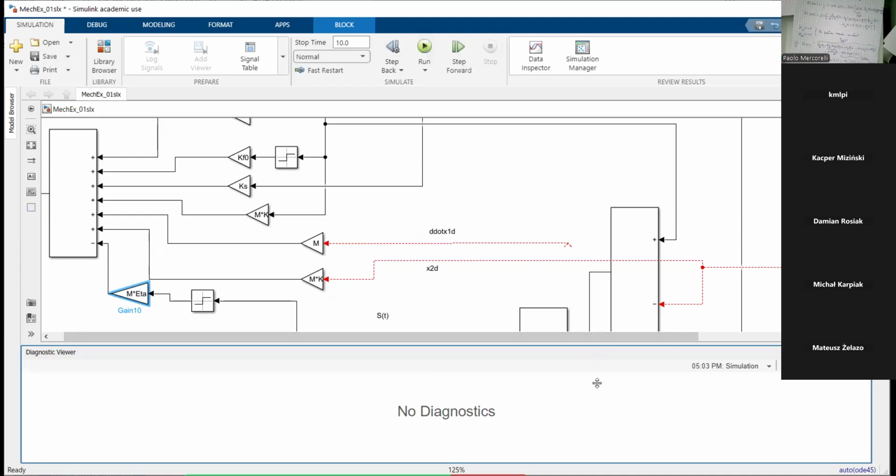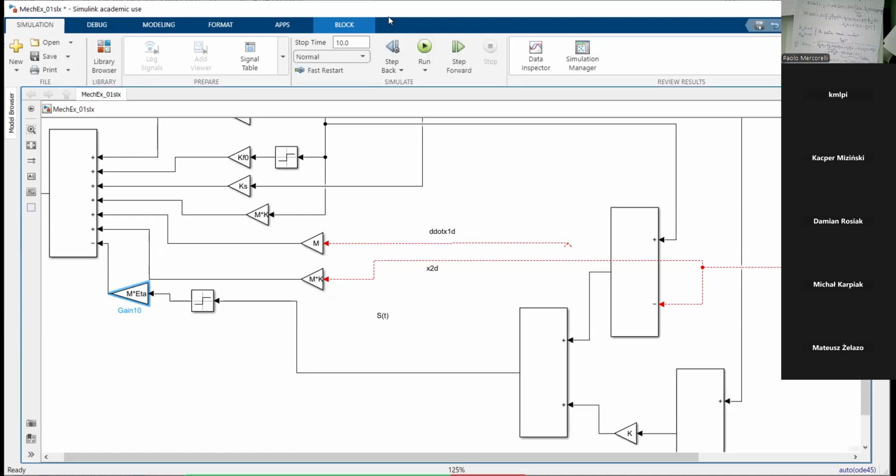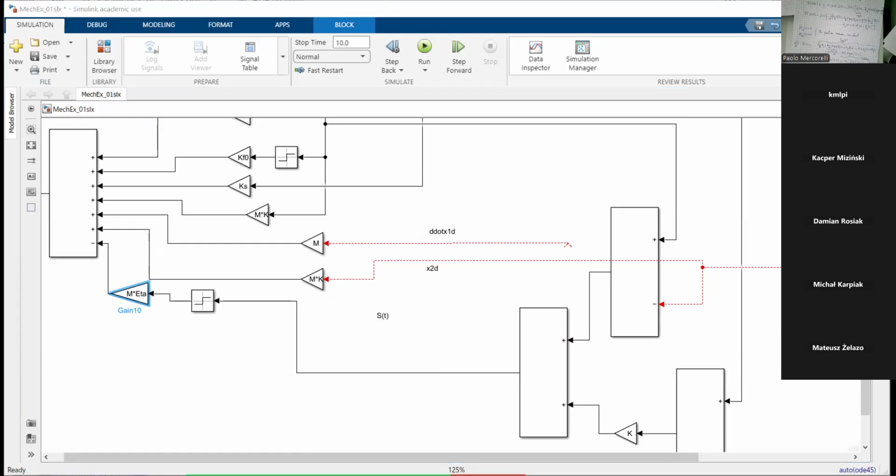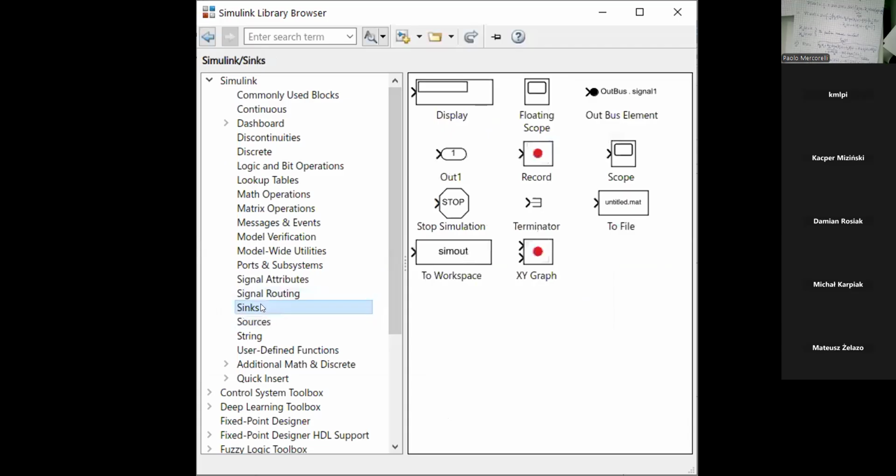Let me put some diagnostic, some scope. The scope is under sinks. Let me show you this at least. A few minutes. Scope, did you see? Click on the left and drag. Let me go here again. Look here.